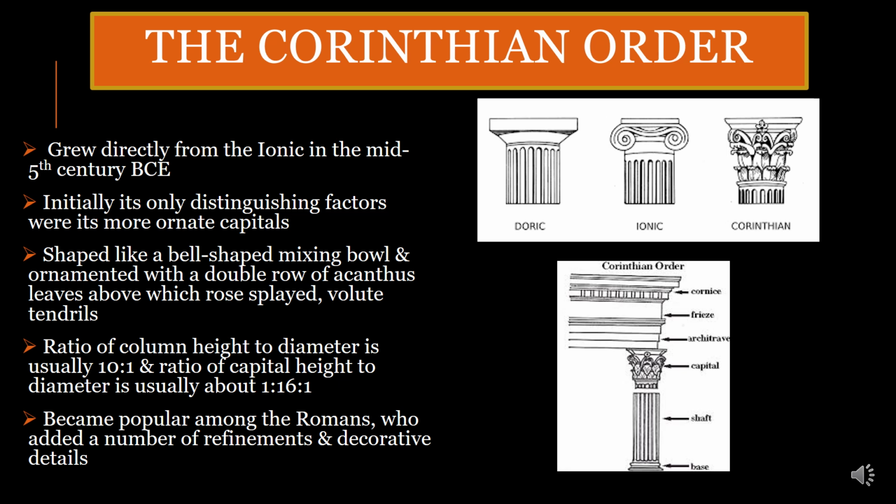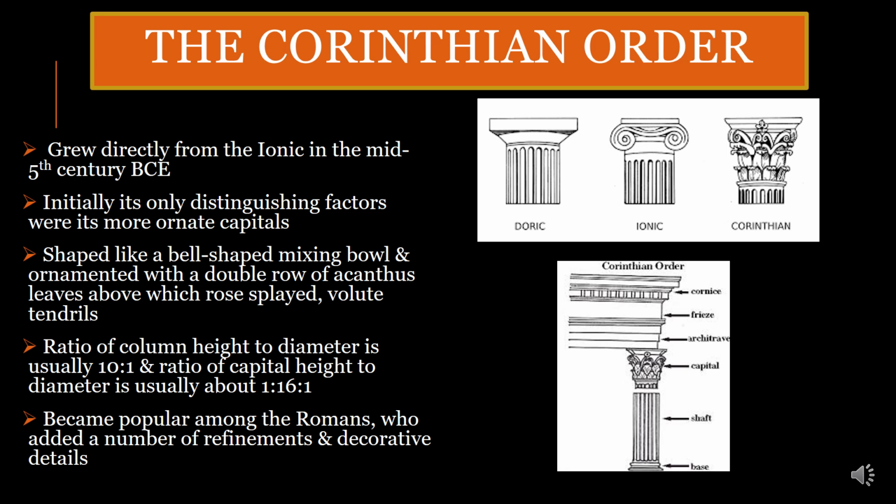splayed, voluted tendrils. The ratio of column height to diameter of the Corinthian order is generally 10:1, with the capital taking up more than a tenth of the height. The ratio of capital height to diameter is generally about 1:16:1.